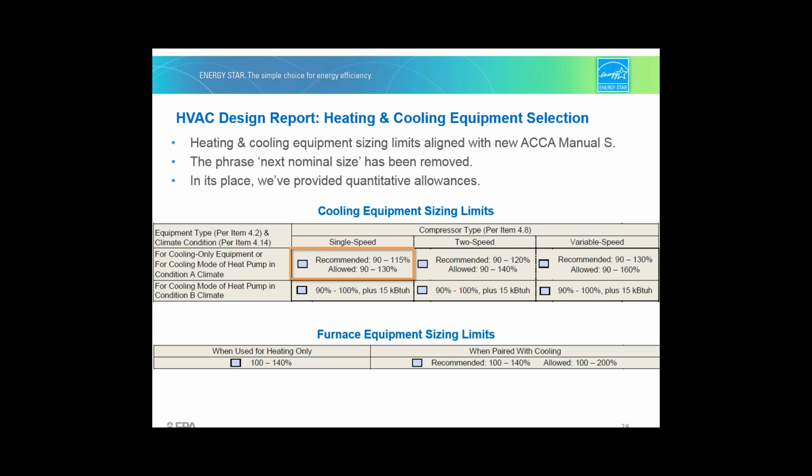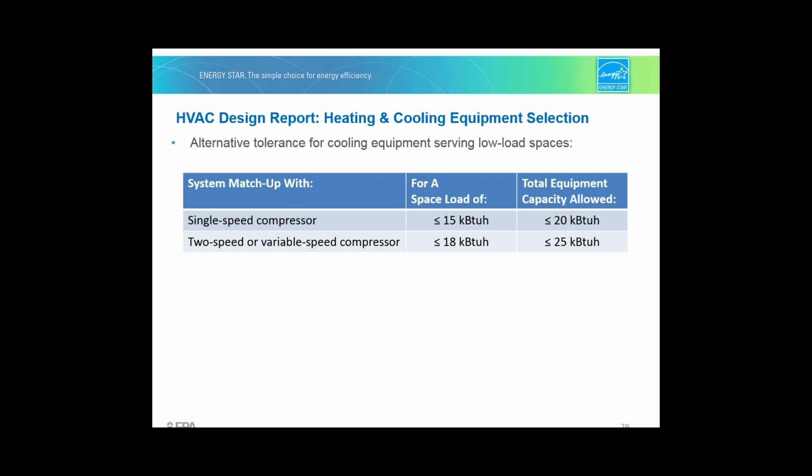Additionally, the furnace equipment sizing limits are relatively simple, and they are just dependent on whether the furnace will be used for heating only or if it's paired with a cooling system. Finally, an alternative allowance has also been added for cooling equipment serving low load spaces. For a system match up with a single speed compressor and a space load of 15 or less kBTUh, a total equipment capacity of up to 20 kBTUh is allowed. And for a system match up with a 2-speed or variable speed compressor and a space load of 18 or less kBTUh, a total equipment capacity up to 25 kBTUh is allowed.